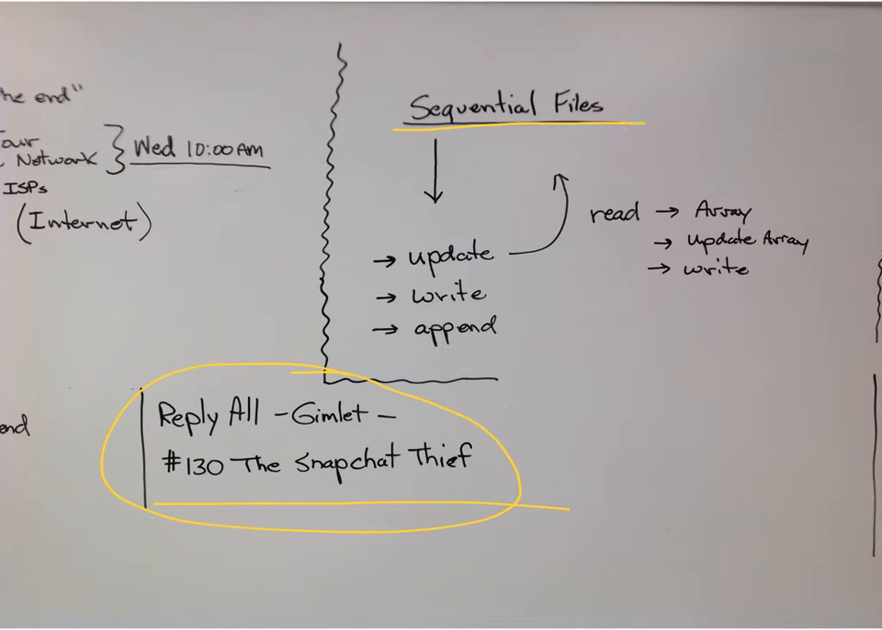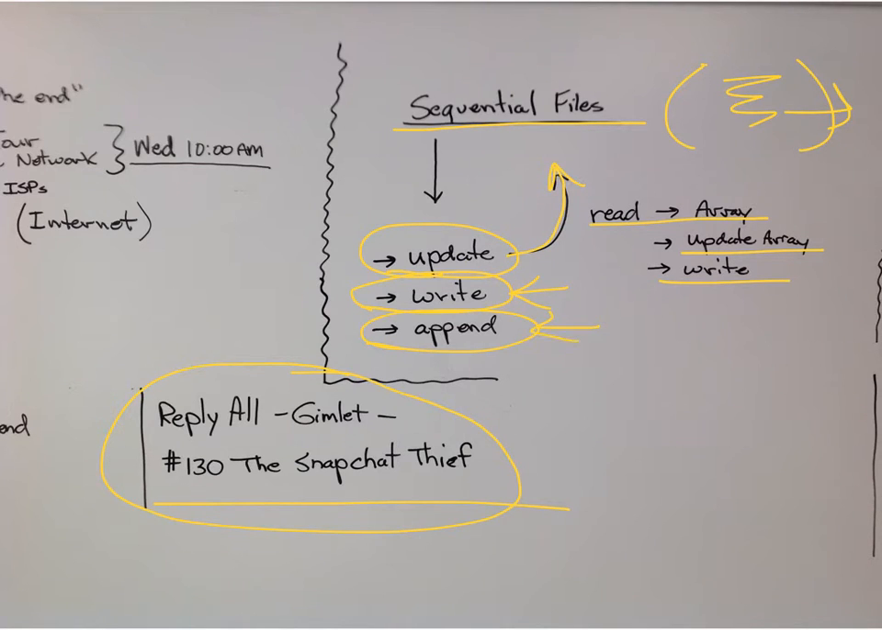Anyway, sequential files. Talked about updating sequential files. You could read in the whole file in the memory, make your changes, and then write the whole thing back out. You read it into an array, update the array, then write it back out. We're not going to do any updates in this class, but we do want to write to the file. We want to understand how to write to the file and append to the file.